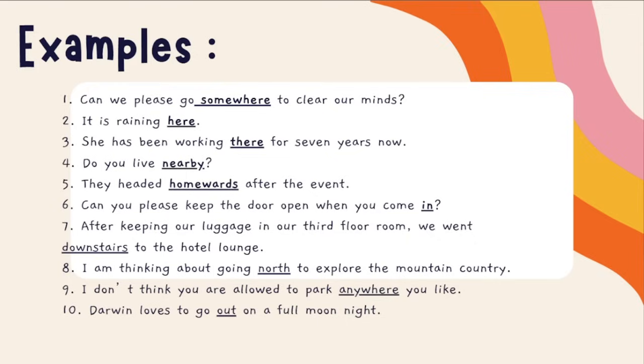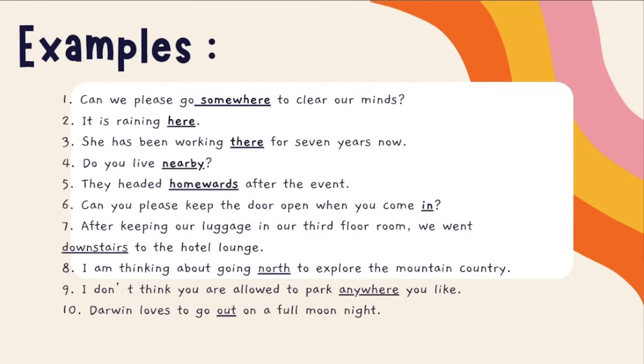Another one is, she has been working there for 7 years now. So let's see. Does the word there answer the question where? So, where she's been working for 7 years. The adverb of place that they use here is the word there. So it answered the question where.